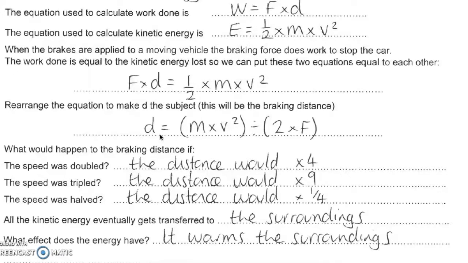Now, you should just, by looking at the kinetic energy equation, or this v squared term here, see how distance is affected by speed. Okay, so if speed is doubled, because it's a squared term, our distance is actually going to increase by 4 times. Okay, again, if it's tripled, it will increase by 9 times. If it's halved, it will decrease to a quarter. Okay, so speed definitely has a huge impact on your braking distance. So please bear that in mind.